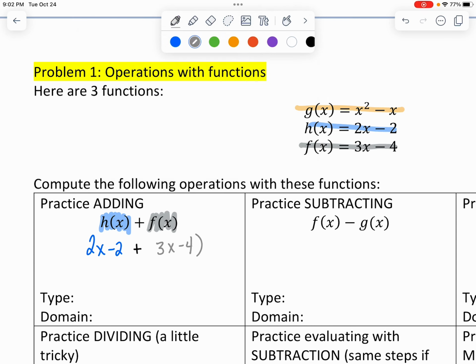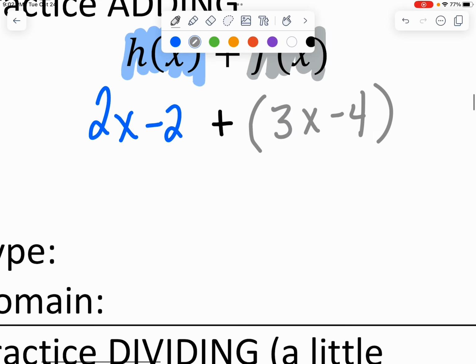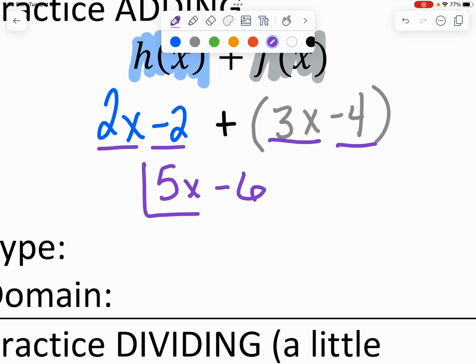Now, technically, you're adding that quantity. Do the parentheses mean anything? No, because it's like distributing a positive. So you ready for your final answer, which we'll write in purple? So 5x minus 6. And you did that by combining like terms. Okay, so that's the new function.